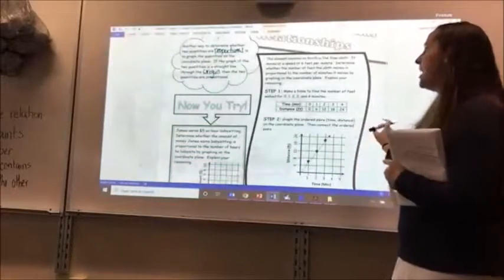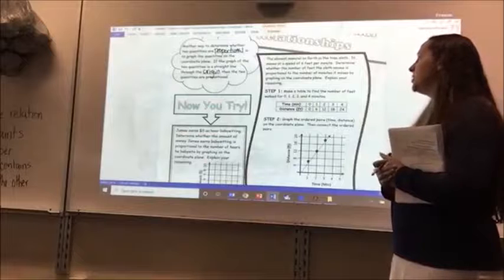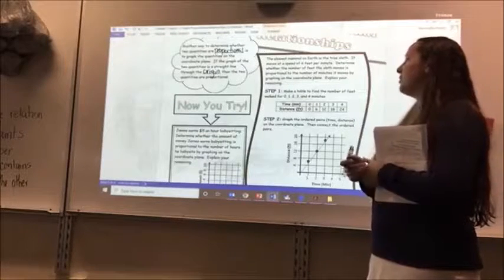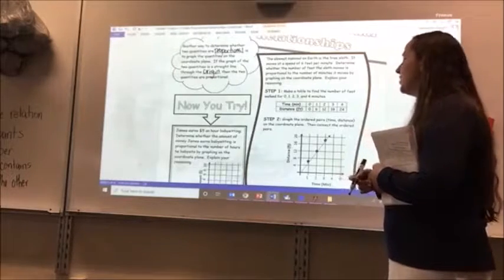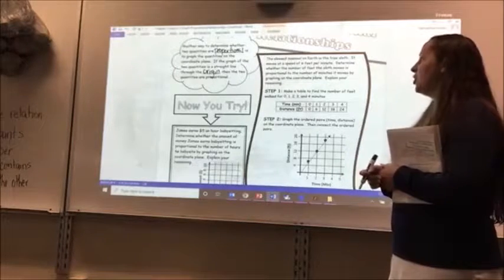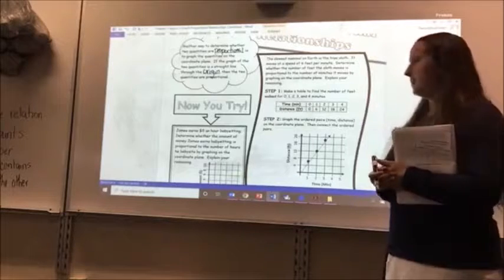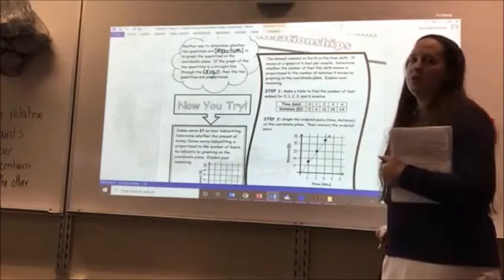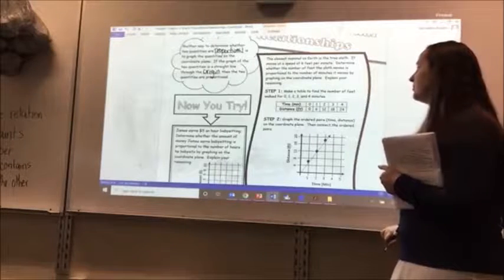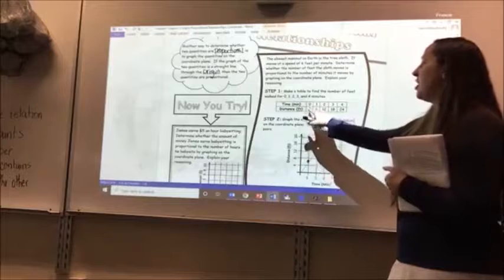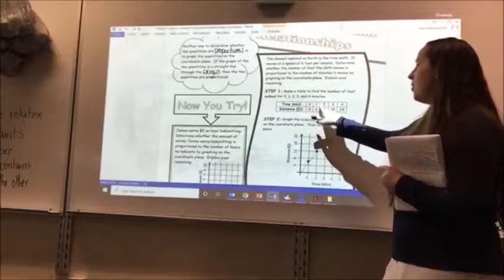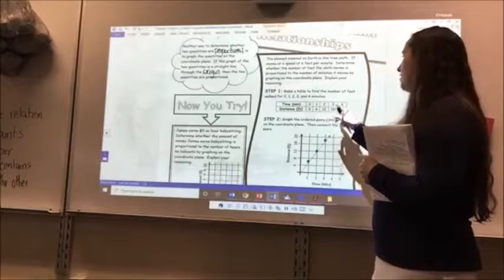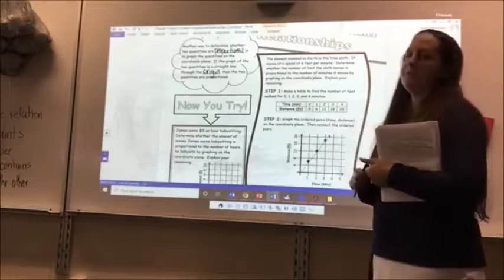The example that they gave us was the slowest mammal on Earth is the tree sloth. It moves at a speed of 6 feet per minute. Determine whether the number of feet the sloth moves is proportional to the number of minutes it moves by graphing on the coordinate plane. Explain your reasoning. So step 1, I make a table to find the number of feet walked for 0, 1, 2, 3, and 4 minutes. At 0, the sloth has traveled 0 feet. At 1 minute, 6 feet. At 2 minutes, it's 12, 3, 18, and 4, 24 feet, respectively.